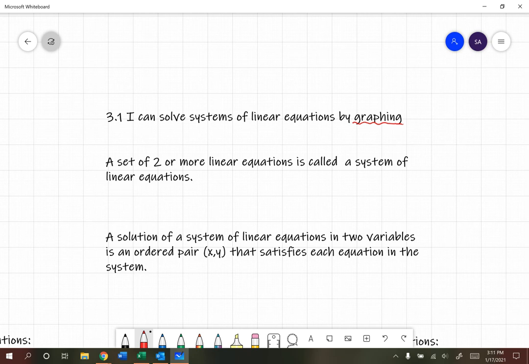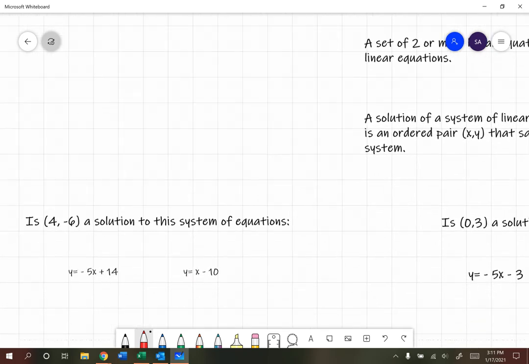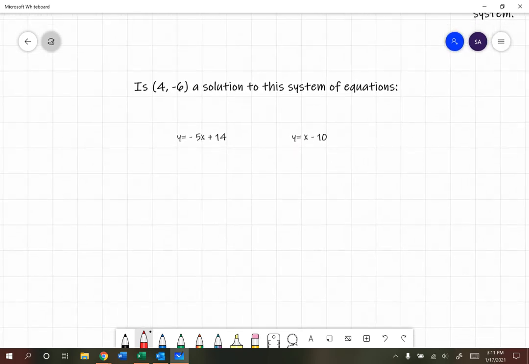And then the solution. We found multiple ways to find solutions, but a solution of a system of linear equations in two variables is an ordered pair (x, y) that satisfies each equation in the system. And remember, it has to solve both equations, or be true in both equations, in order to be a solution to the entire system. So let's take an example here of solutions.